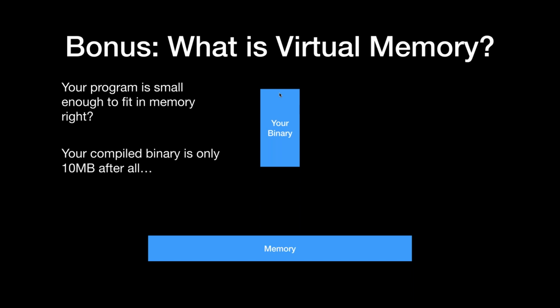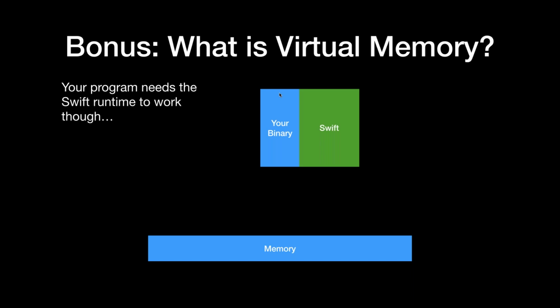So to start off, let's think of our program as the binary that we created. In the last example, I was writing a program called memory tester. My binary was called memory tester. It wasn't that big. I only had 50 lines of code. It probably wasn't bigger than 10 megabytes. That should easily fit in memory, right? My binary is going to fit in memory, no problem.